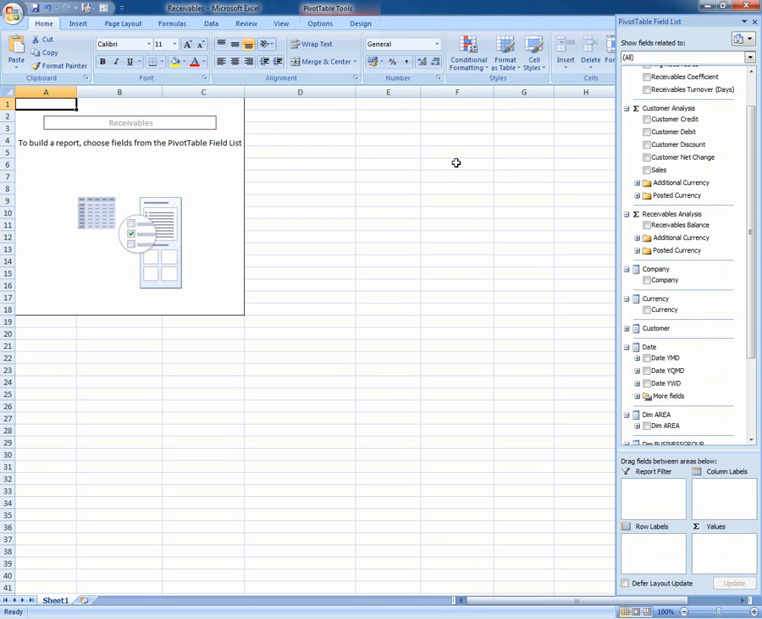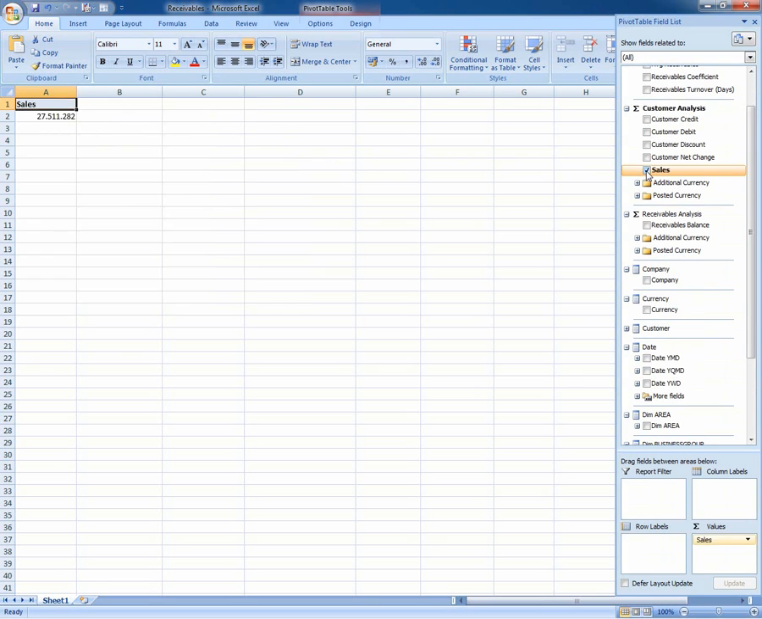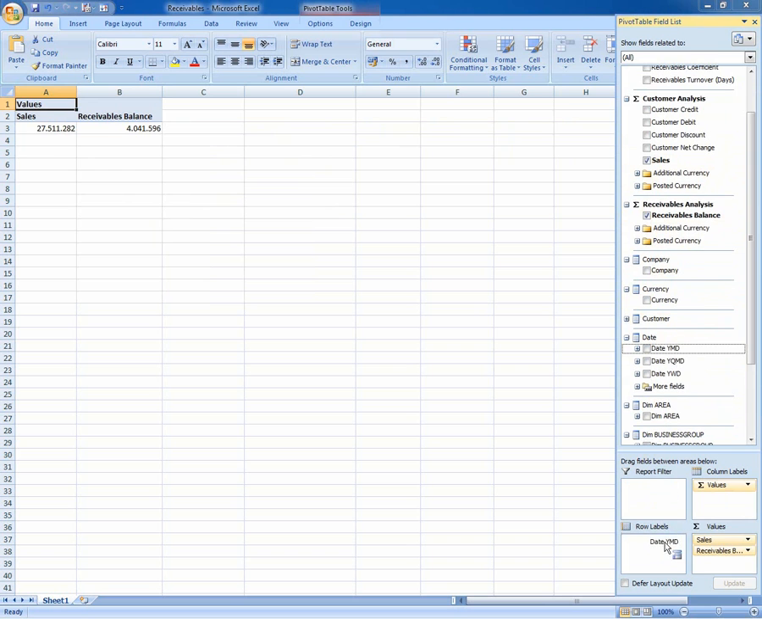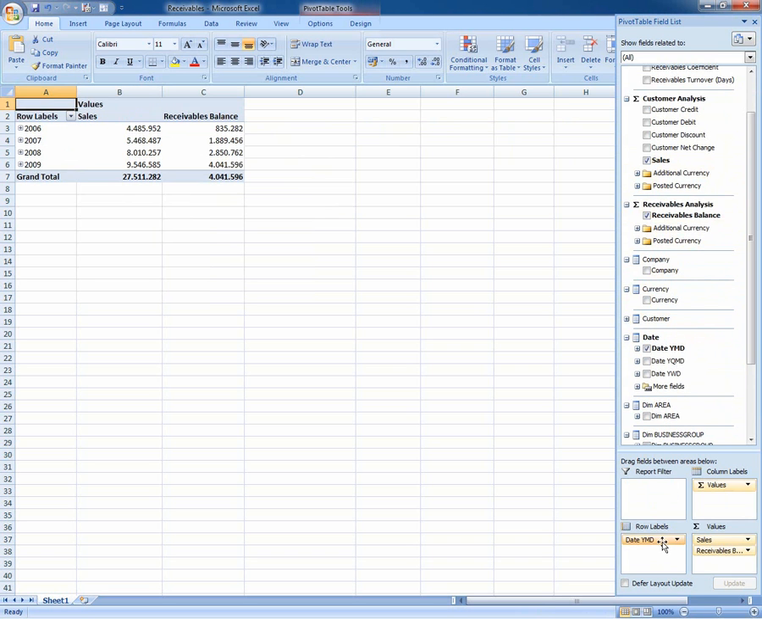In this example, we are going to look at the receivables trends according to sales growth. Normally, higher sales growth means a higher receivables balance. Ideally, we would like to see the receivables growth smaller than the sales growth. I have added the sales and receivables balance to the report. We can show the trend by adding a date dimension.